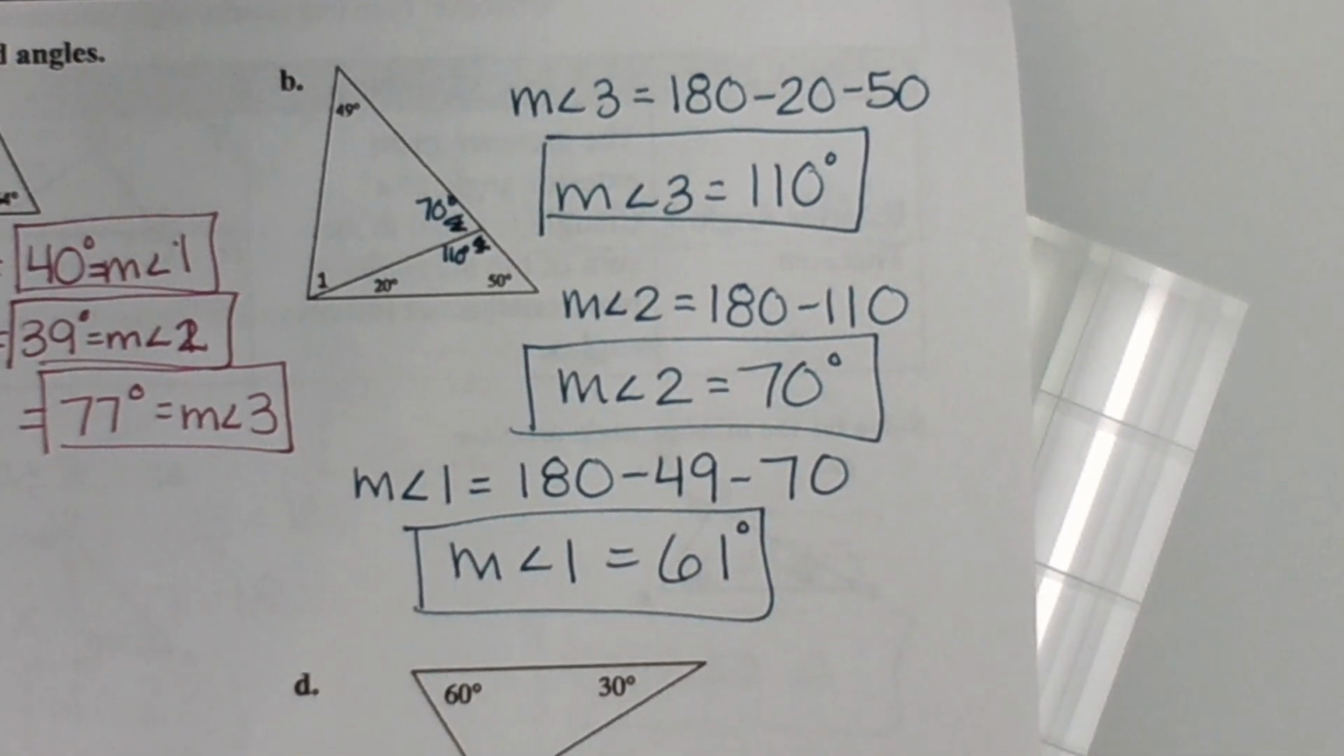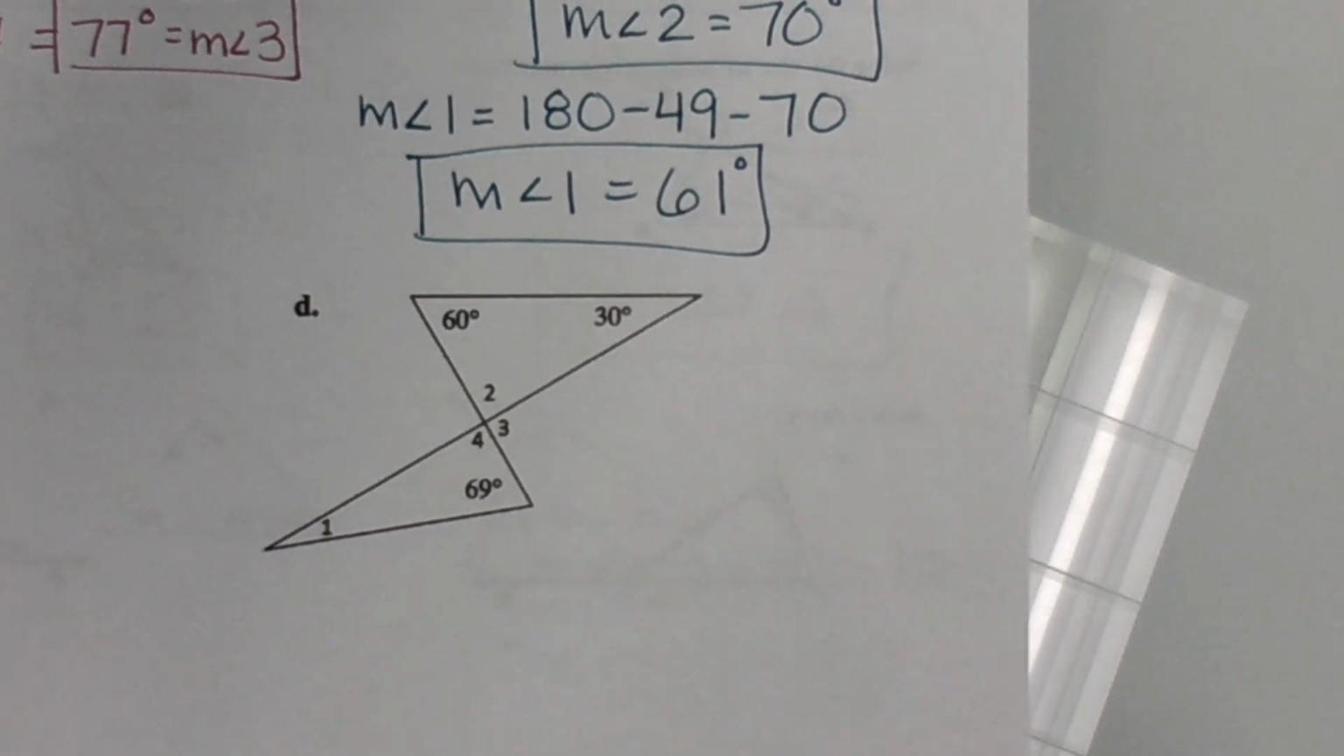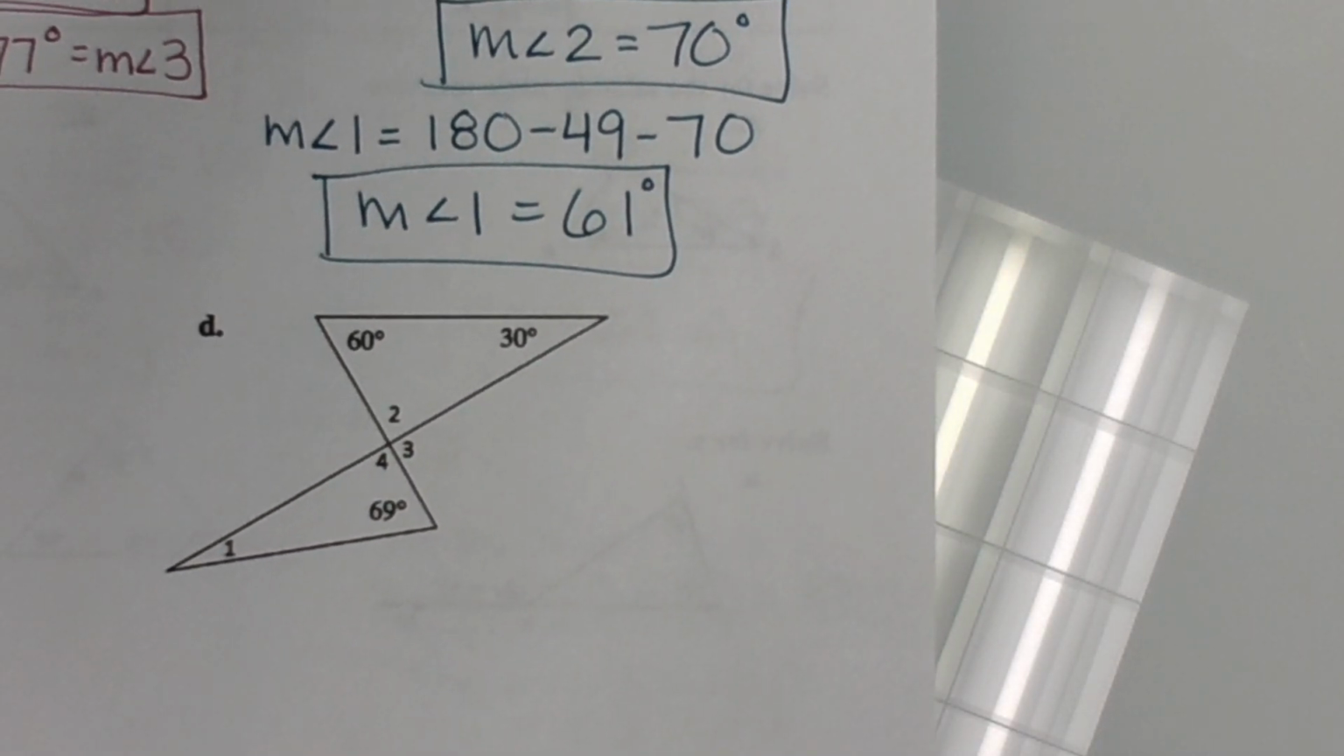Okay, we are going to skip C, we're going to talk about D, and then we're going to skip down to F. Okay, this one's got 4 angles I'm looking for, angle 1, 2, 3, and 4. Which one should I find first?